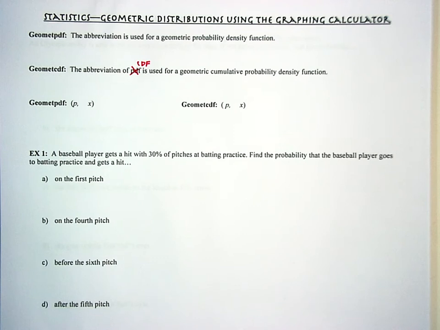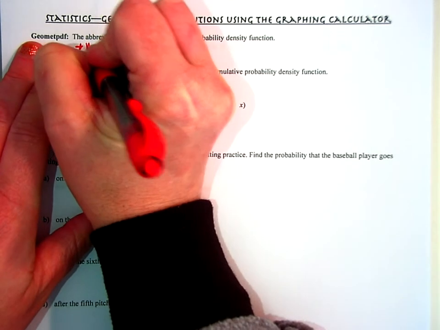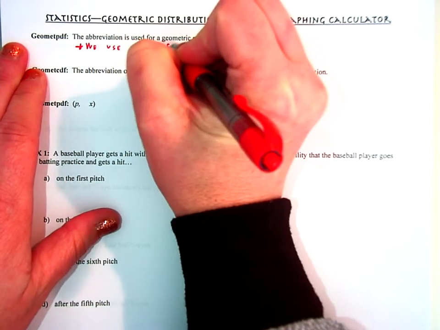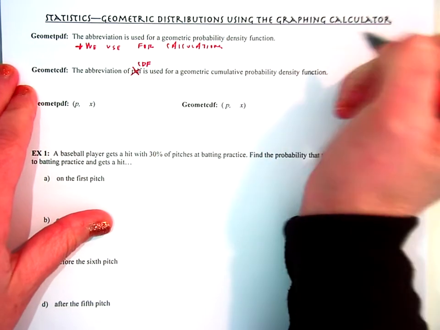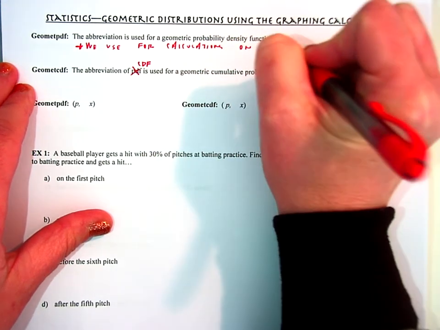All right, so first up, we're looking at the two shortcut functions in our calculator. So GeoMet PDF is an abbreviation that's used for a geometric probability density function. So here we use it for calculations where we're looking for a success on the xth try.